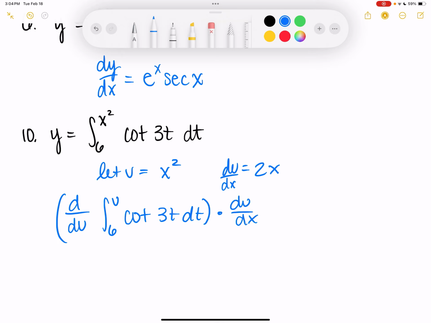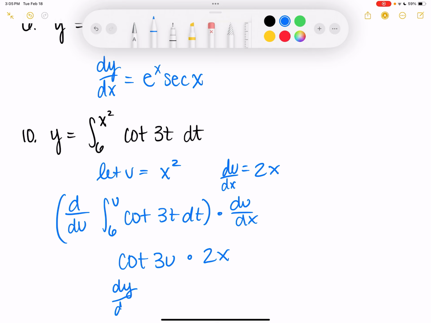Now I can take this and replace t with u. The reason I couldn't do it from here is because I had x squared and you can't just jump down and do it. So this ends up being the cotangent of 3u times 2x. I replace u with x squared. So this ends up being dy dx equals 2x times the cotangent of 3x squared.